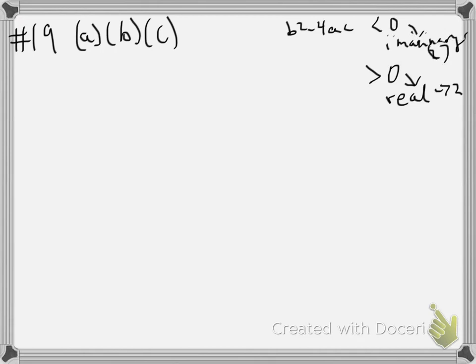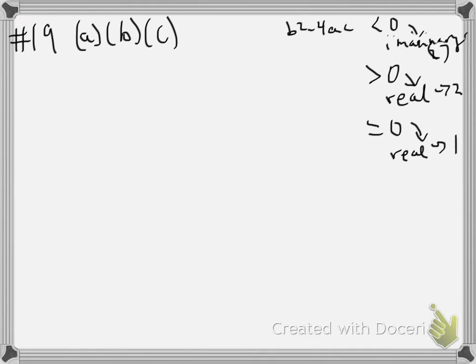Okay, and then if it was equal to 0, you had plus or minus the square root of 0, which is 0, and adding or subtracting is the same answer. So you got a real answer, but it was only one real solution. So we're going to use that to do this.